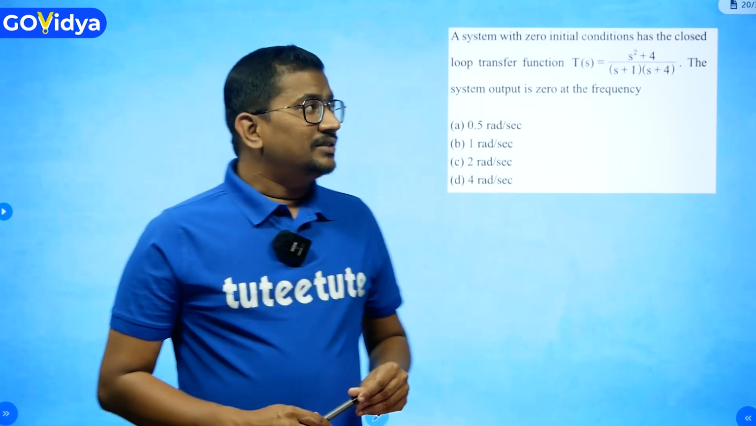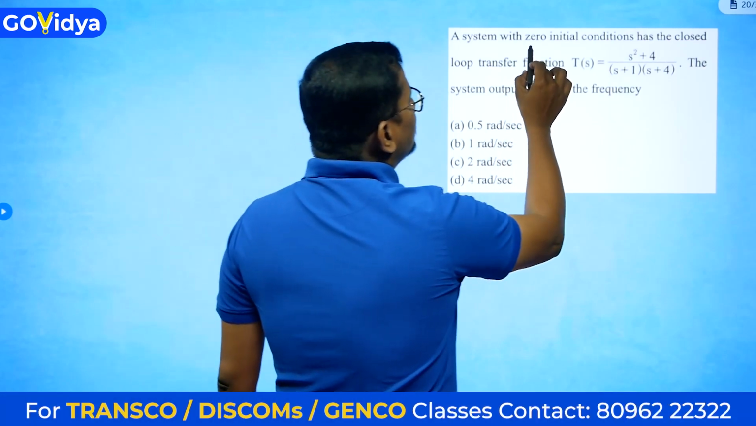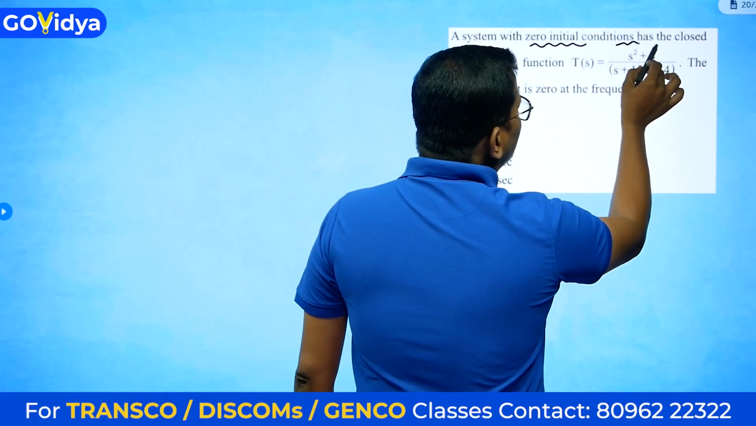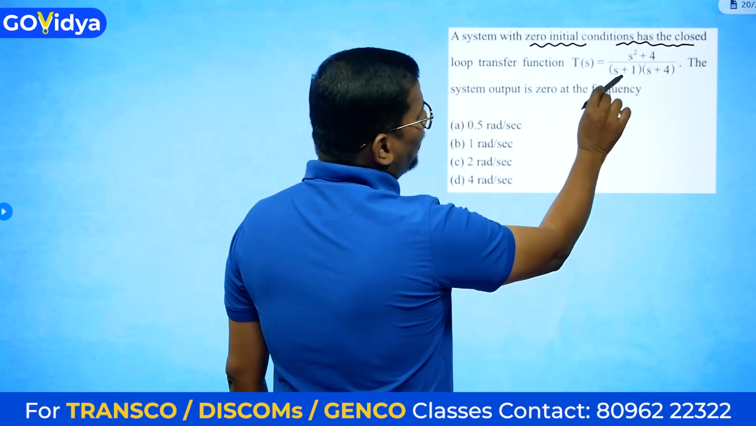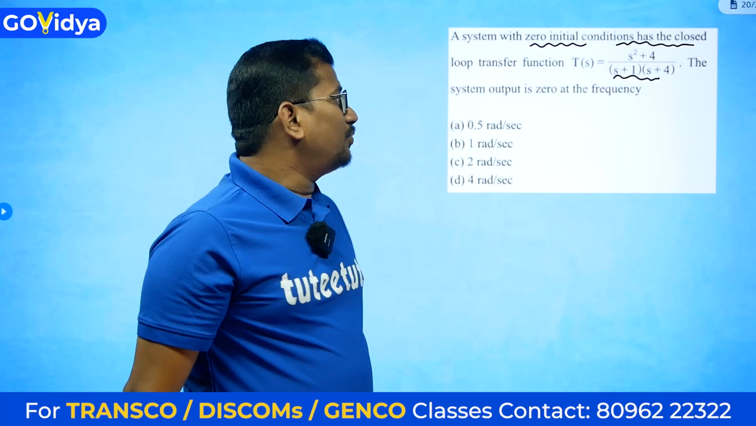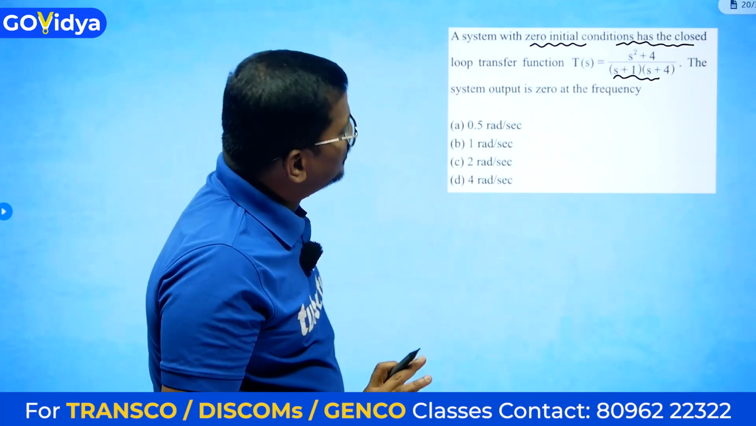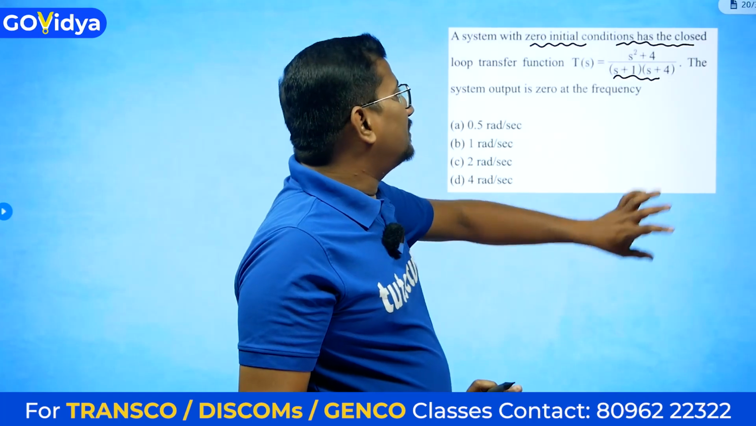Okay, now let us see this question. A system with zero initial conditions has the closed loop transfer function of this. The system output is 0 at the frequency. System output, so that means at what particular frequency the system is not able to generate the output.